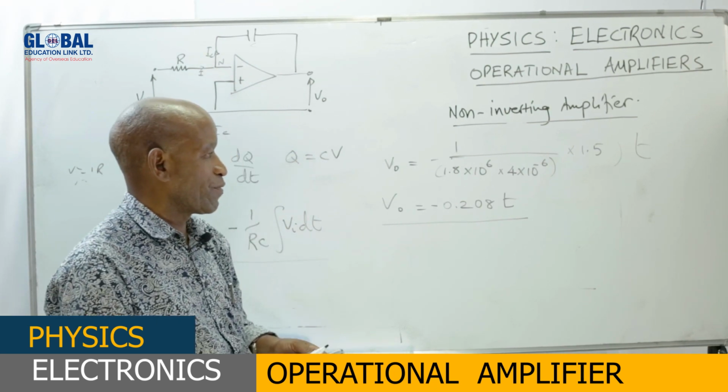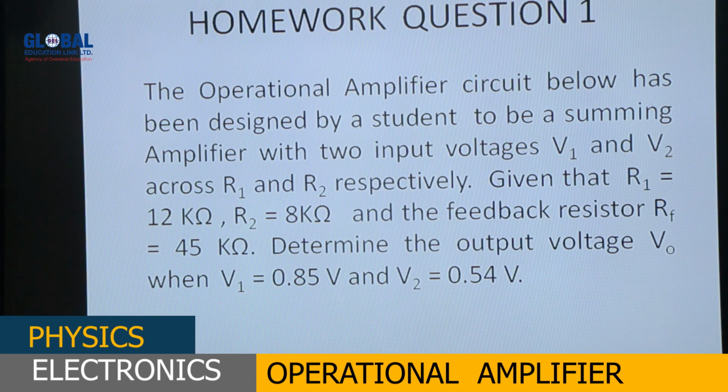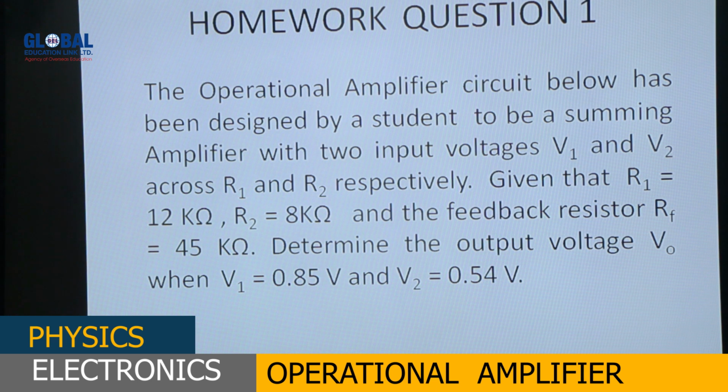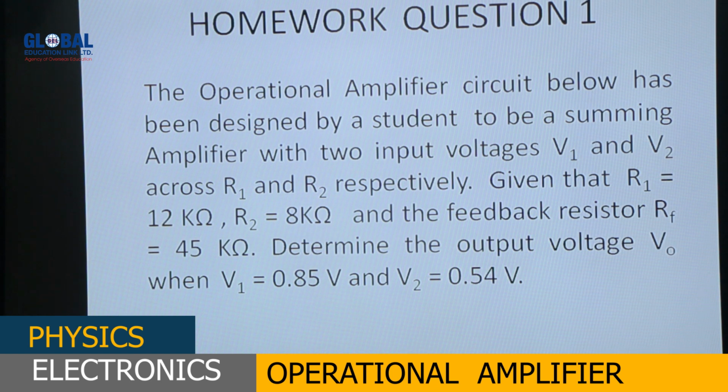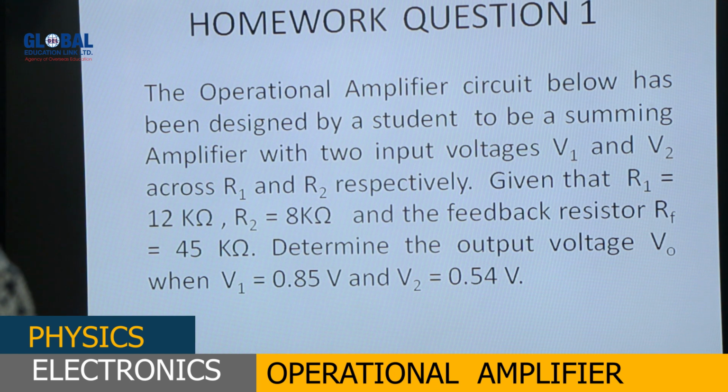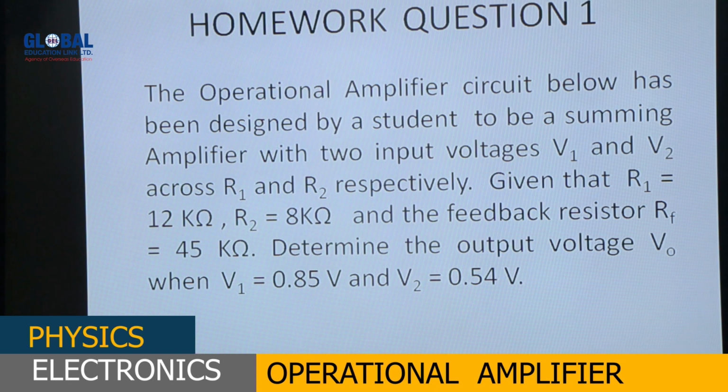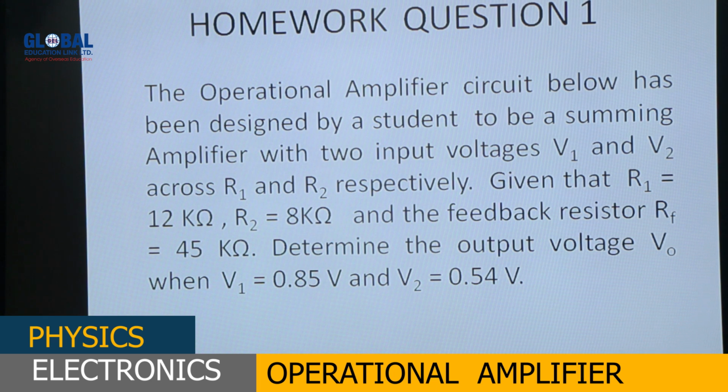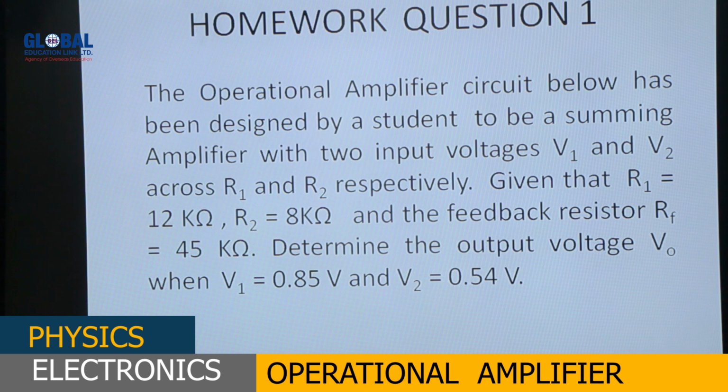The question goes like this. The operational amplifier circuit below has been designed by students to be a summing amplifier with two input voltages, V1 and V2, across R1 and R2 respectively. Given that R1 is 12 kilo ohm, R2 is 8 kilo ohm, and the feedback resistor RF is 45 kilo ohm. Determine the output voltage when V1 is 0.85 volts and V2 is 0.54 volts.